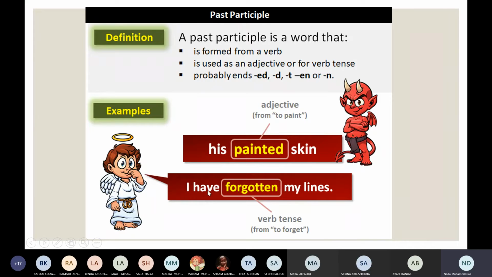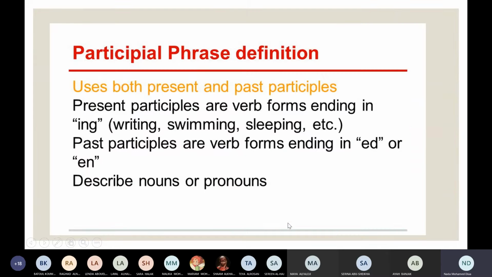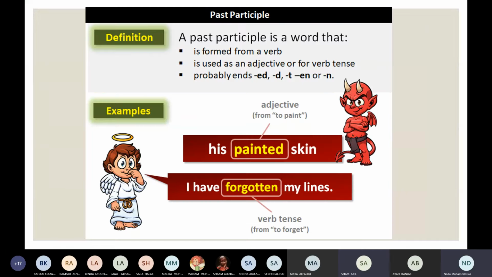Okay, how can I differentiate? Painted skin. Oh, what, teacher? Painted is a verb. Yes, it is a verb if I say I have painted this painting or this skin. I have forgotten my lines. Here, I have forgotten, it is a verb. Have is a verb, yes. Here it's not a participle, here I'm showing it's a verb. The difference between the adjective and a verb.